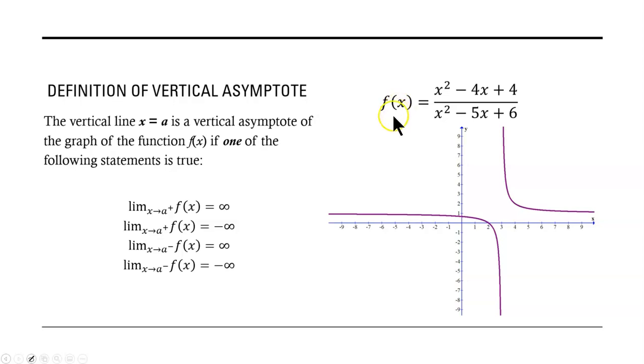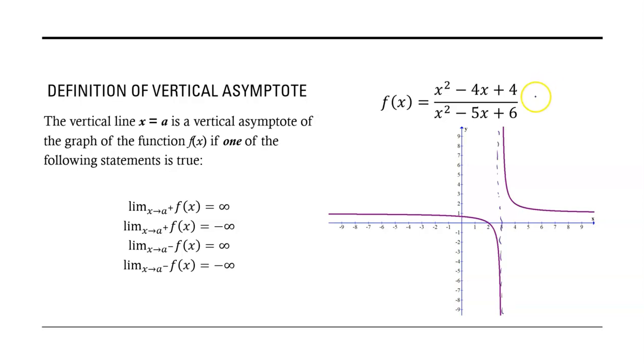So we have a function here, f of x equals the quantity x squared minus 4x plus 4 over the quantity x squared minus 5x plus 6. Now, if we were to use the simple rule that the values of x that cause the denominator to equal 0 are locations of vertical asymptotes, we would run into some difficulty here with this particular function. As we look at the graph of the function, we can see that there does appear to be one asymptote at, it looks like, x equals 3.